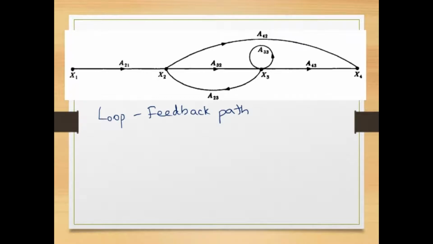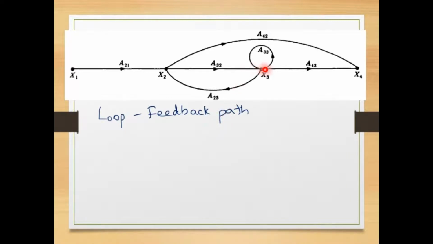So it can travel any number of nodes and return back to the same, or directly start with the same node and end with the same node. So either it can have many branches or it can have one single branch. So if you observe here, we have both types.